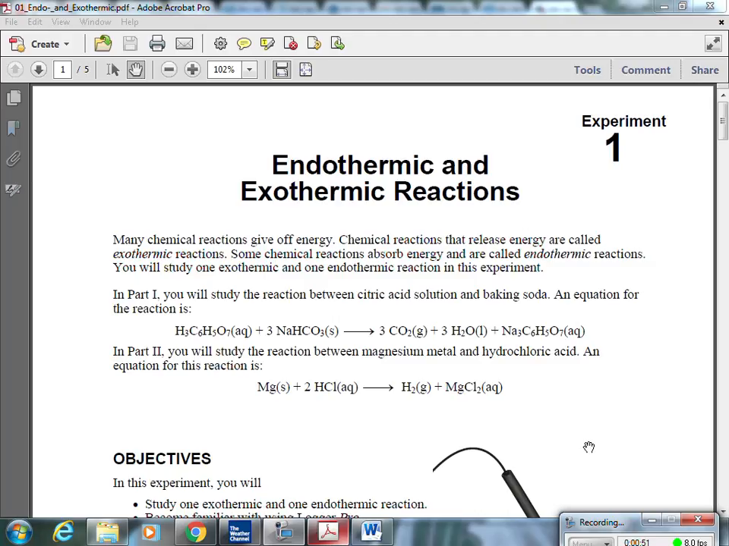In part 1, you are going to take a reaction between citric acid solution and baking soda. In part 2, you are going to react magnesium metal with hydrochloric acid. When you do both of these, you should see a gas released. In part 1, it's going to be carbon dioxide. In part 2, it's going to be hydrogen gas. We've done this before. It was the one that I did as a demo with the eudiometer. So we have actually mixed magnesium as a solid with hydrochloric acid.